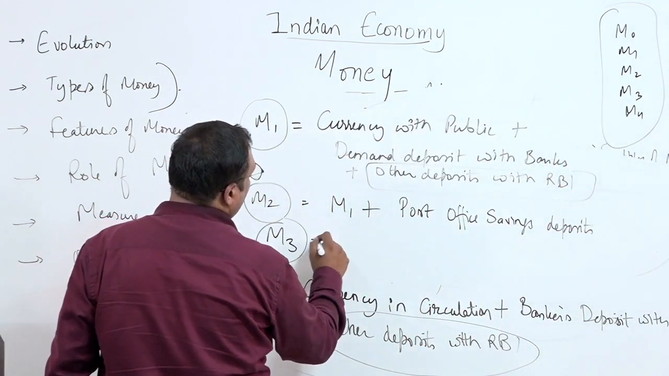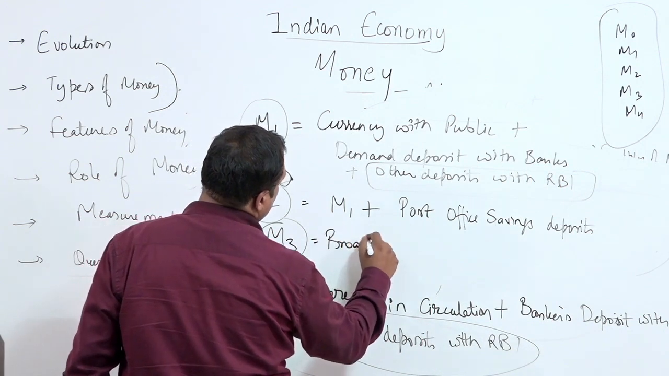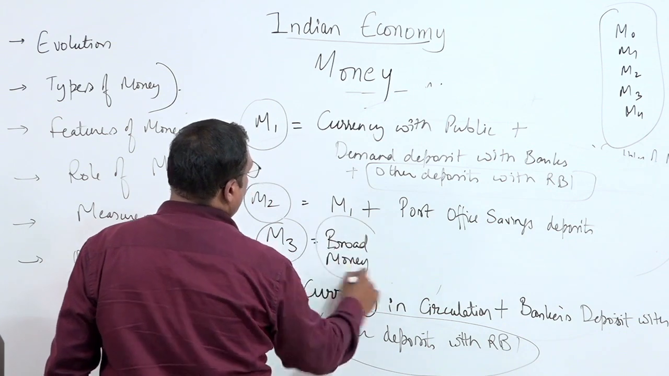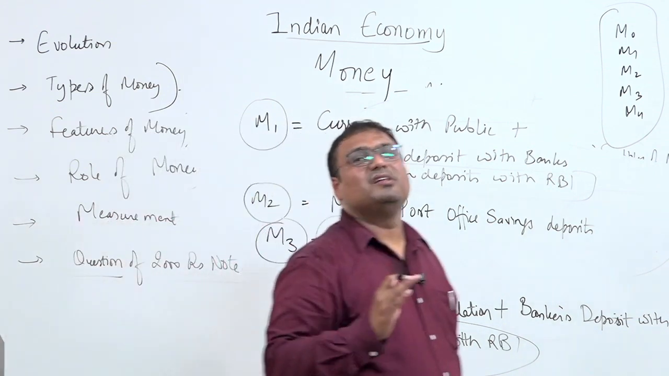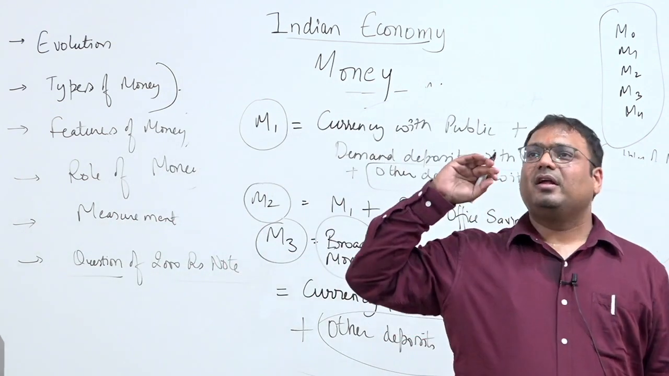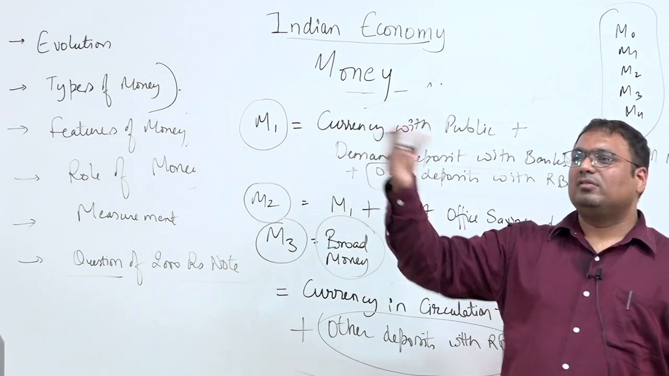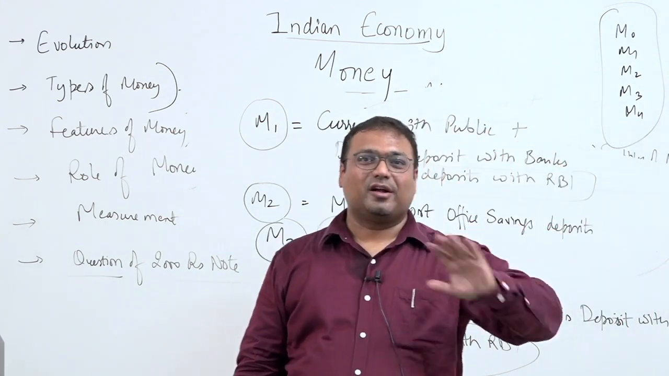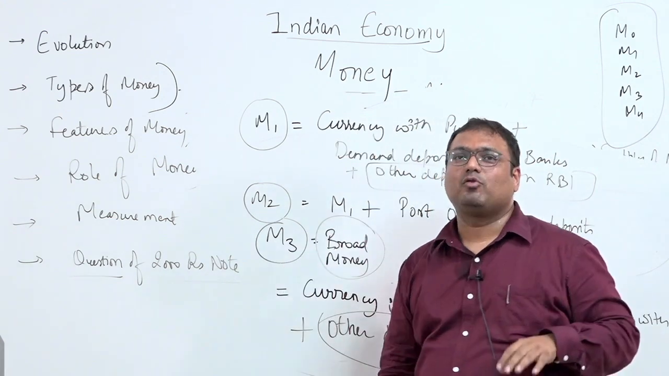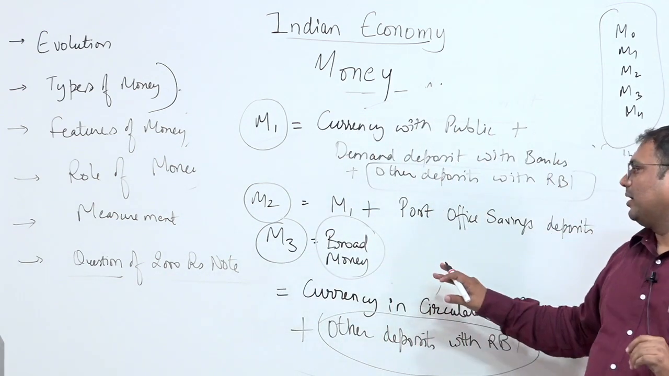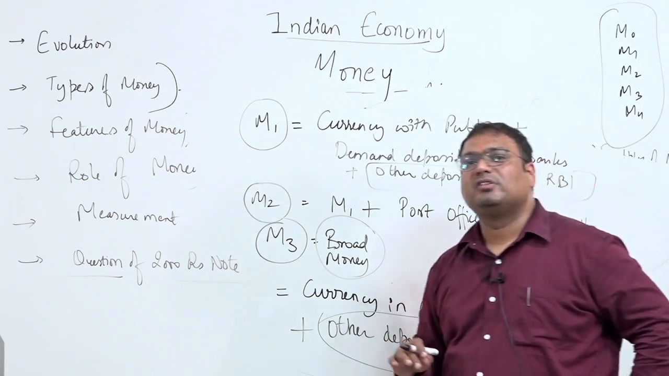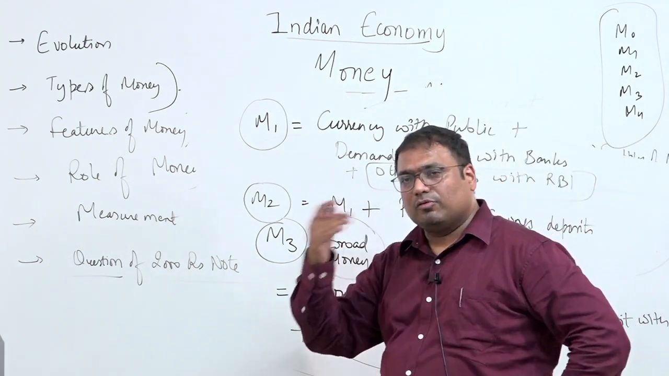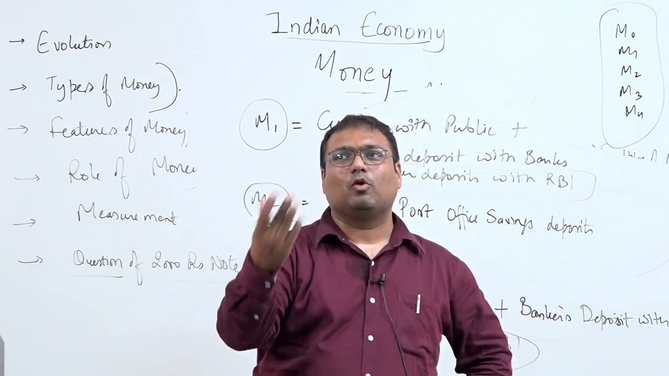M3 is the broad money, and it is also the official money supply of India. When we say the money supply in India is 200 lakh crore, this is the current number, by the way. At present, we have 200 lakh crore rupees of money supply. To be precise, 203. That is broad money. So when we say this much is money supply, we are talking about broad money.